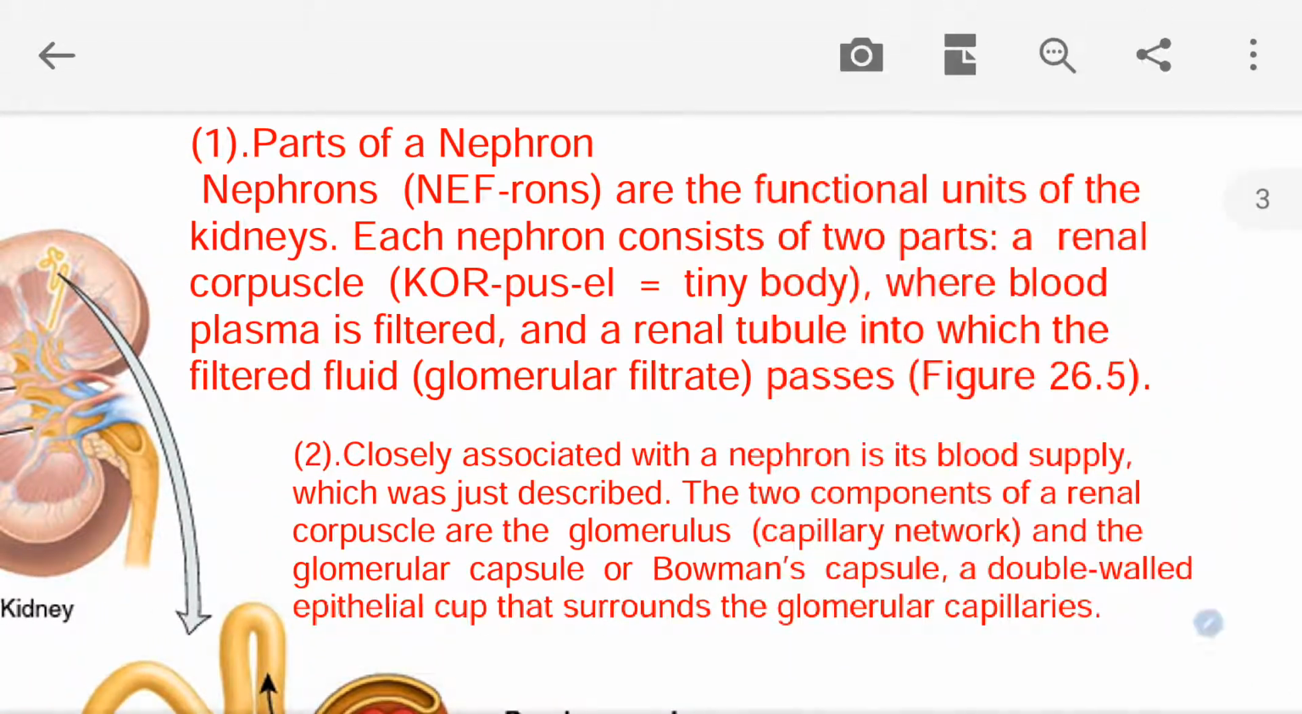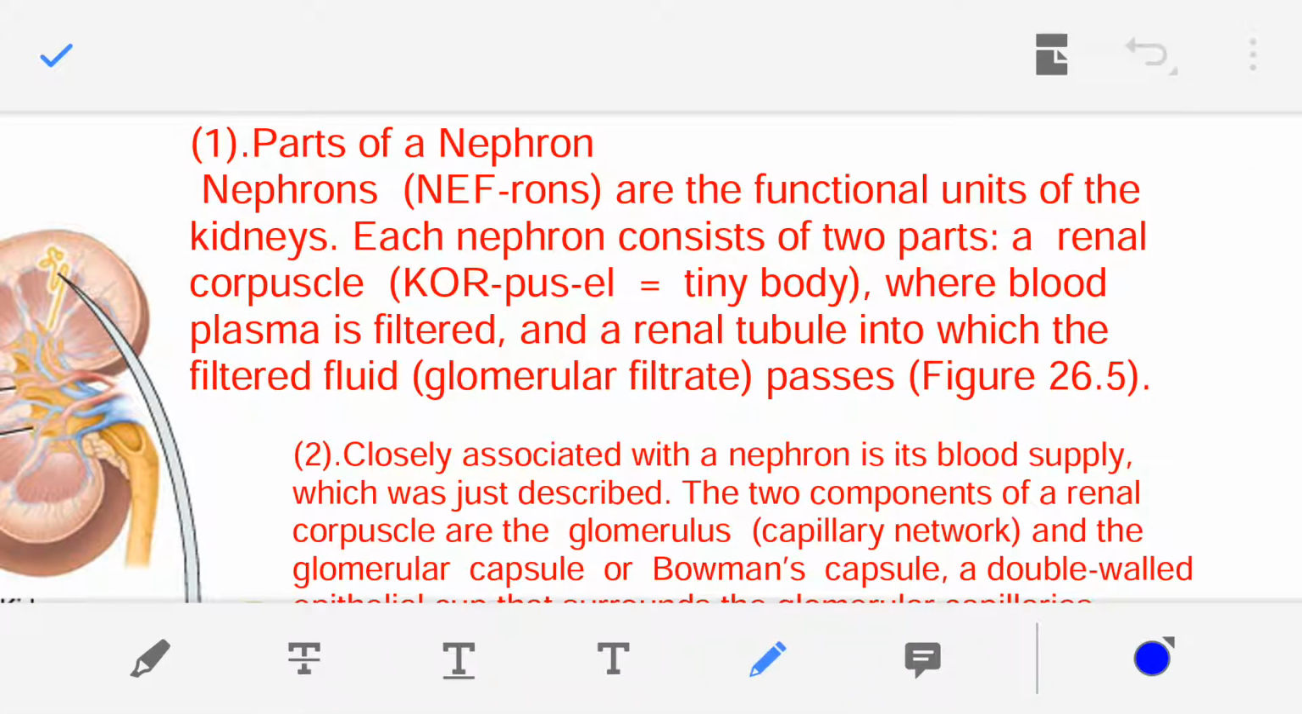Now each nephron consists of two parts. Nephron is made up of two parts. One part is known as a renal corpuscle, and a renal corpuscle is the part where blood plasma is filtered, and the second part is the renal tubule, in which the filtrate passes.